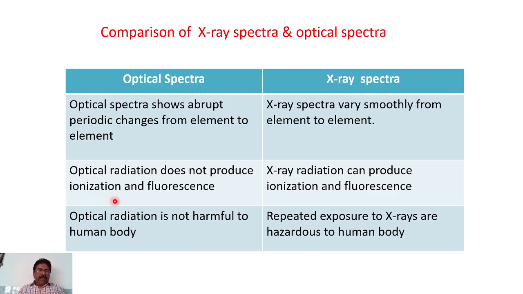Then if you see the ability to produce ionization and fluorescence, since optical radiation has very less energy, they are not able to produce ionization and fluorescence. Whereas X-ray radiations, they are highly energetic radiation. They can produce ionization and fluorescence effect in different gases or liquids. Then the optical radiation is not harmful to human body. So their energy is very less. And in the visible part of spectra, you know that human beings are quite comfortable. Whereas the X-ray radiation, they are very harmful. So any repeated exposure to X-rays is hazardous to human body.